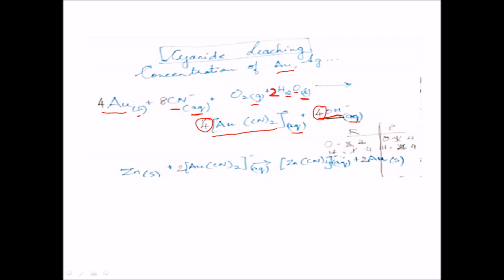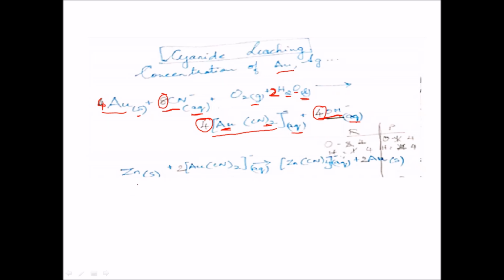Since 4 is being written in front of the complex, there are 4 atoms of gold. So on the reactant side, we write it as 4Au. On the product side, you have 4 into 2, 8 ions of cyanide. So to balance it, on the reactant side, we write it as 8CN minus. Now this becomes a balanced equation. The first equation is balanced.